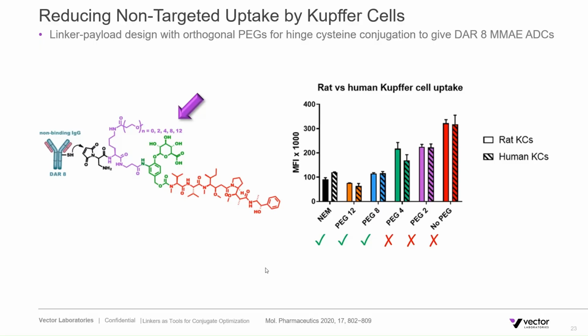So ADCs with Fc engineered regions were also used, so they didn't have FCGR affinity, and they behave similarly. So this does not appear to be primarily a FCGR-driven process, at least in Kupffer cells. But this study demonstrates that the orthogonal PEG can alter this underlying mechanism of antigen-independent uptake, whatever it might be.